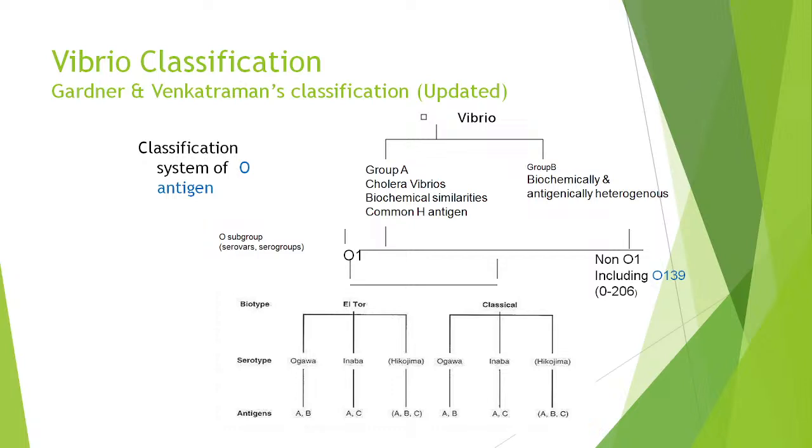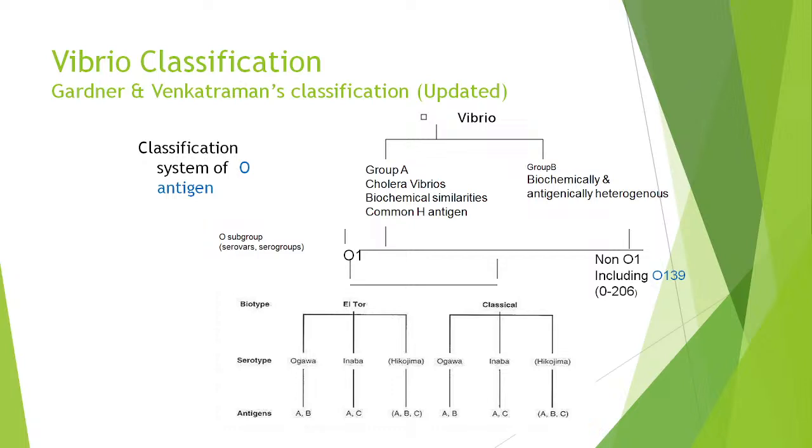So O1, non-O1. So non-O1 includes also O139. O1 mein again there are biotypes. On their biological properties, two different types of biotypes are there. One is the classical biotype, the other one is the El Tor biotype. Okay. So classical biotype is now not that common. Most of the strains that we encounter show the El Tor biotype.